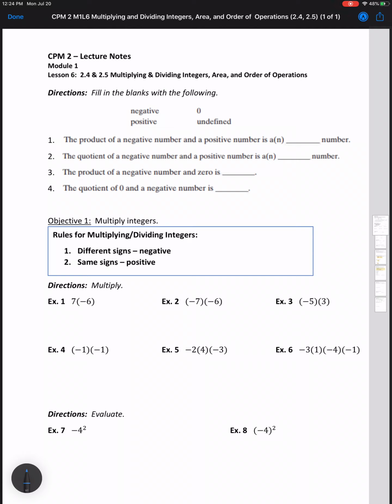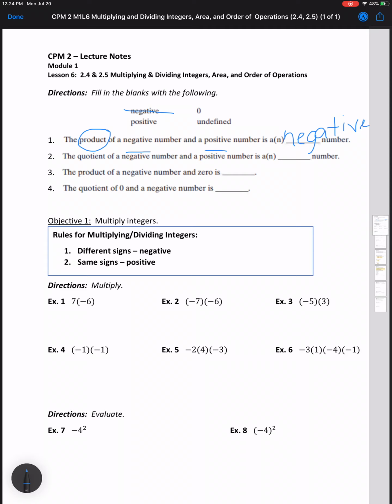Number 1, the product of a negative number and a positive number. So whenever we're multiplying, remember this word product means to multiply. So whenever we're multiplying and the signs are different, it will always be a negative number. So negative is number 1.